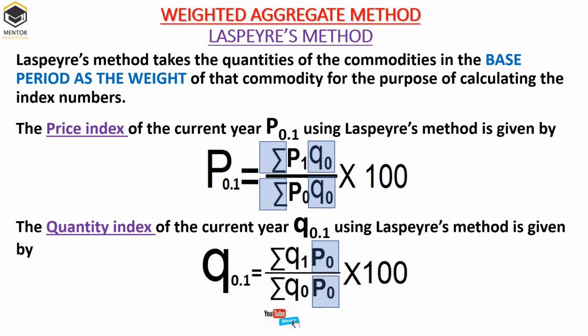So under the Laspeyres method, the author has given the weight to the base year. Base year quantity is Q0, base year price is P0. So in the price index we have to give the weights to the base year quantity, and in the quantity index we have to give the weight to the base year price. These are the two formulas of our Laspeyres method.